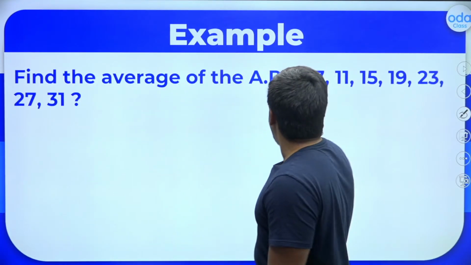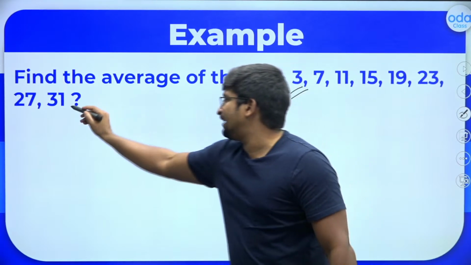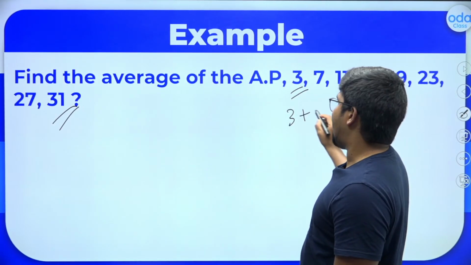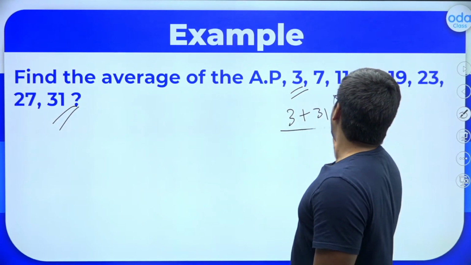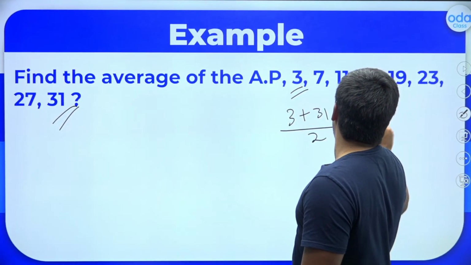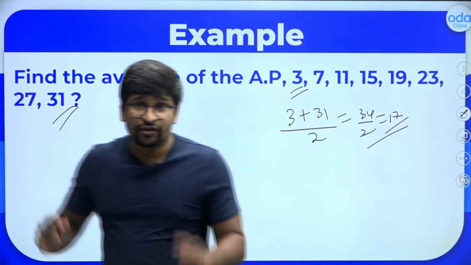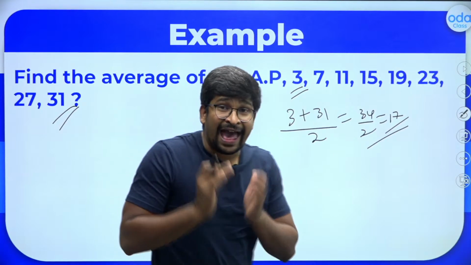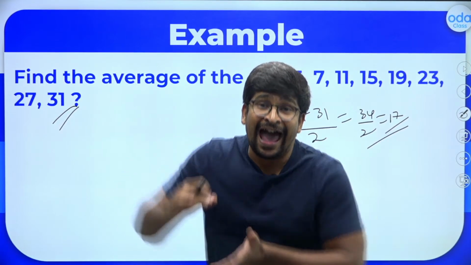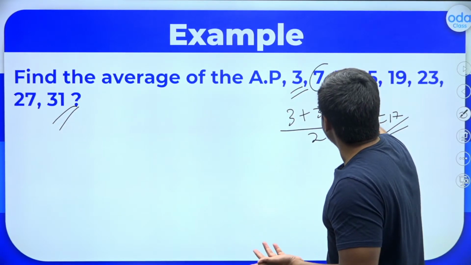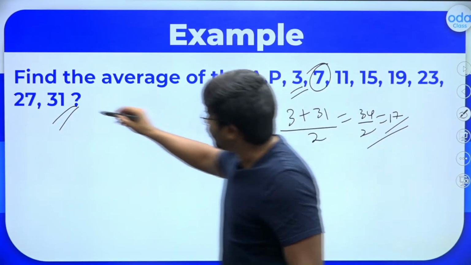That is the average of the first number and the last number. That is, the first number is 3, the last number is 31, divided by 2, which is 34 divided by 2, 17. In the previous case also we found the same, right? So this is a very important technique. The average of an AP is the same as the average of the first number and the last number, or the average of the second number and the second last number also will give you the same.